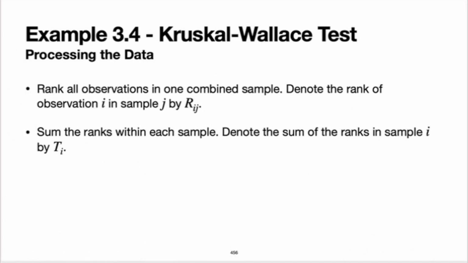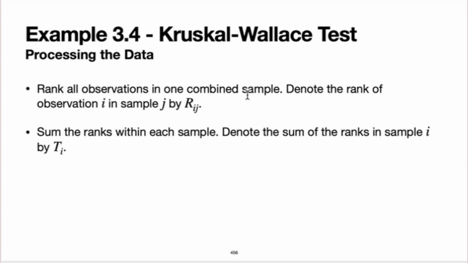How do we do this? How do we process this? Well, again, we've got to rank all the observations in one combined sample. So we combine all the samples into one big sample. We create an ascending data array of that combined sample, and then we compute the ranks for the observations in that ascending data array. If there are ties, we handle them as usual.